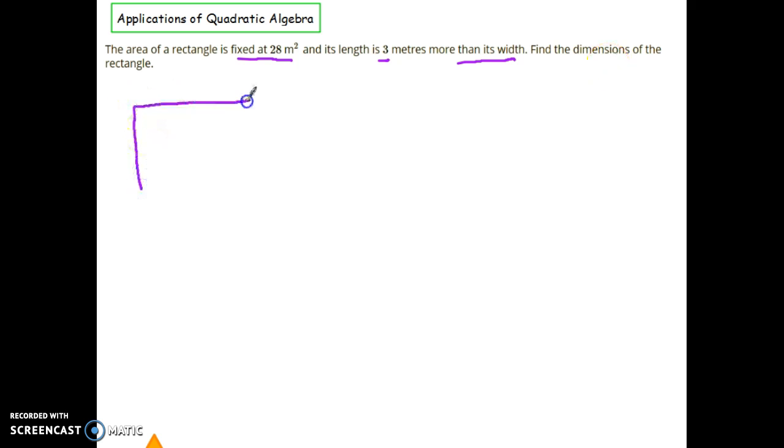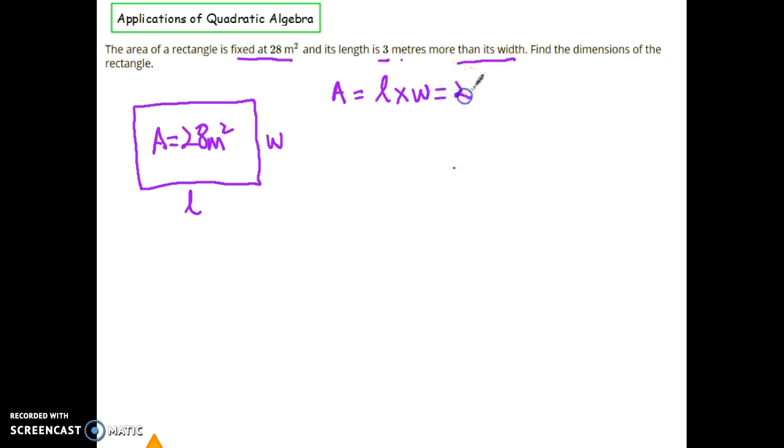First thing you should always do is draw up a picture to try to get some idea of what's going on. So here's my rectangle and I know that the area is 28 metres squared. I know something about the length and the width. The length is 3 metres more than the width. This is the longest side, so let's call that length. Let's call that one width. I know the area, which I find by doing length times width, is fixed at 28.